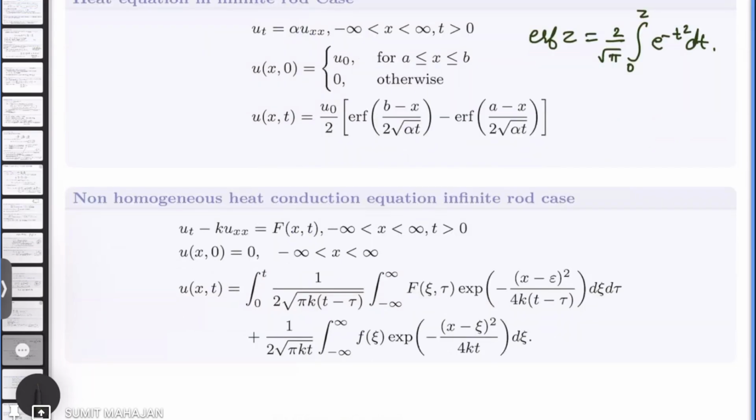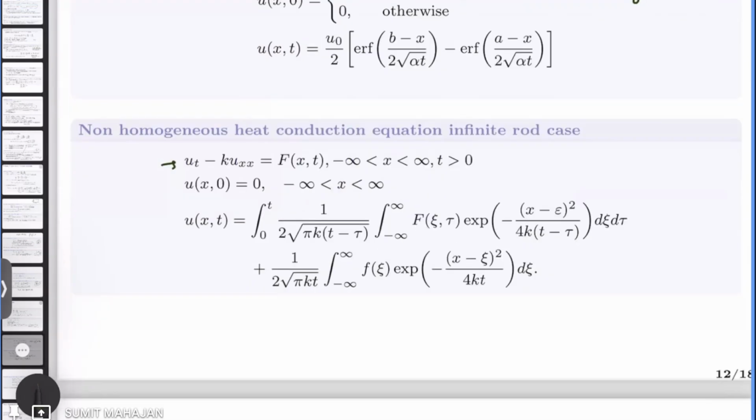Now corresponding to the non-homogeneous equation, if we have the non-homogeneous equation in the infinite case, I am saying u of x comma 0 equals 0 is given, only the equation is non-homogeneous, initial data is 0, then in this case the solution is given by this equation.